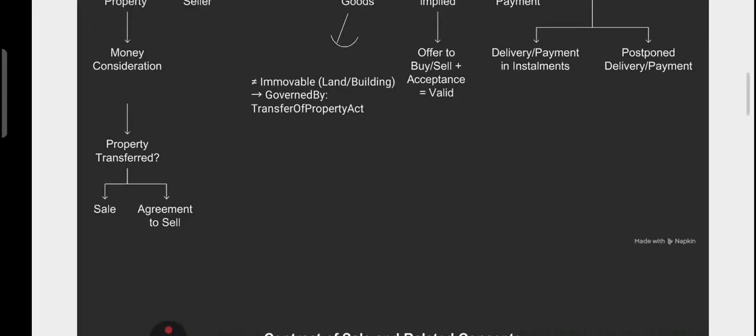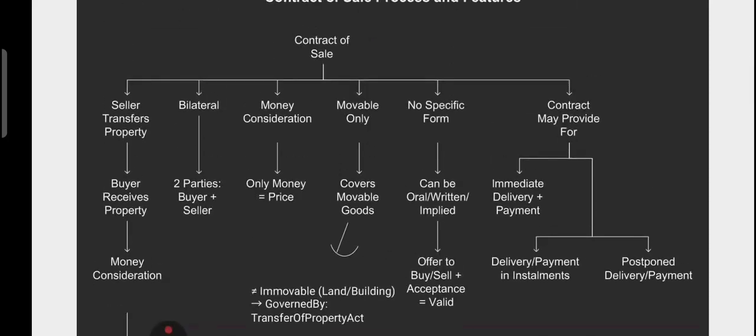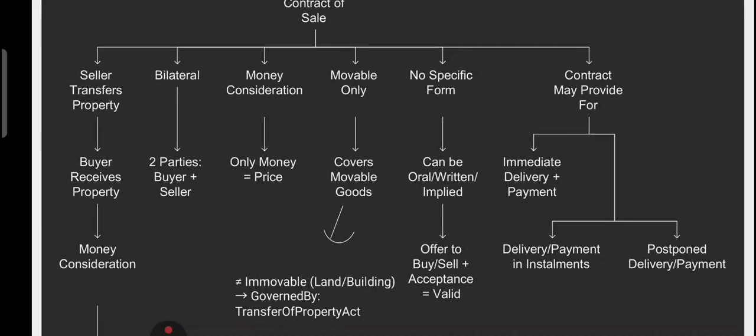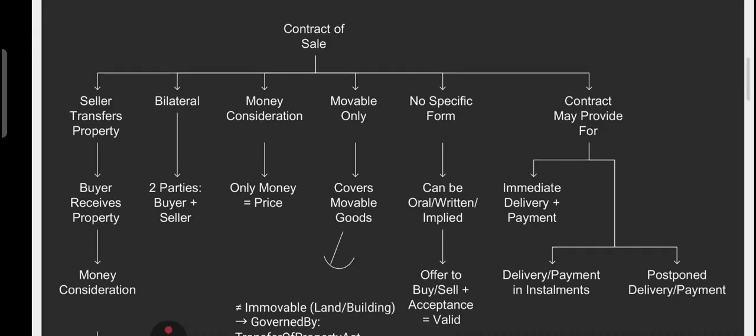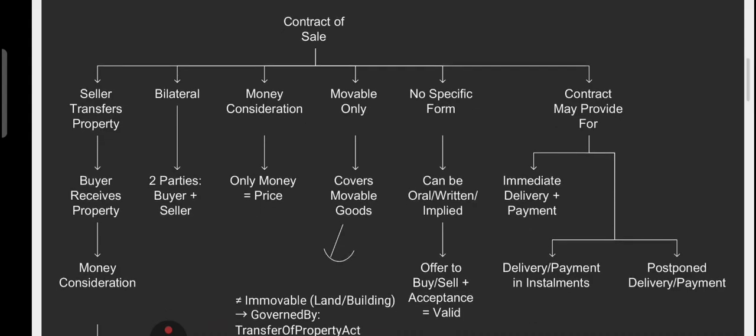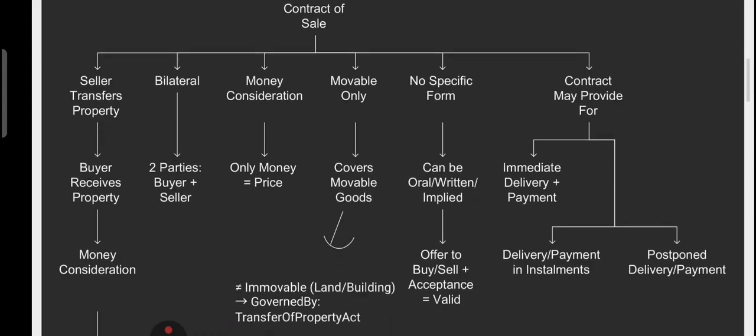So in short, if we summarize this contract of sale, it is a flexible money-based deal between two people only for movable goods and can happen in many ways, but always with clear agreement. So see, the peculiarity of this slide is that just before the examination, if you go through this slide, you will be able to cover all the important points, and if any question is asked regarding any point of the contract of sale, you can easily answer. So this is the power of the mind map.